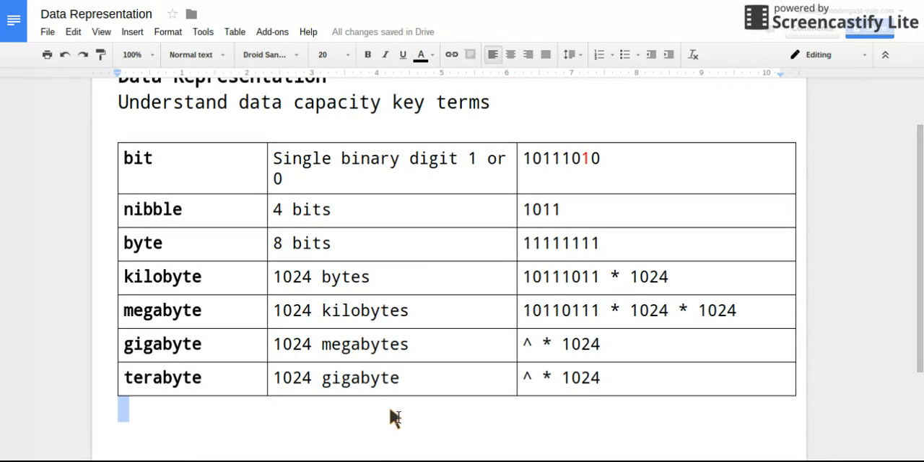So there are other terms that go on: petabyte, yottabyte, etc. I'm not sure of the order of them. But the ones that the AQA exam board has deemed that you have to know are these ones. Okay, so these are key terms when relating to data capacity.